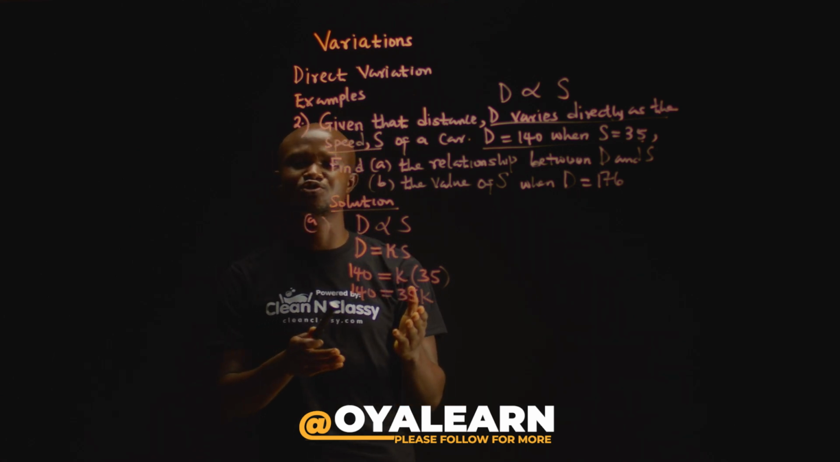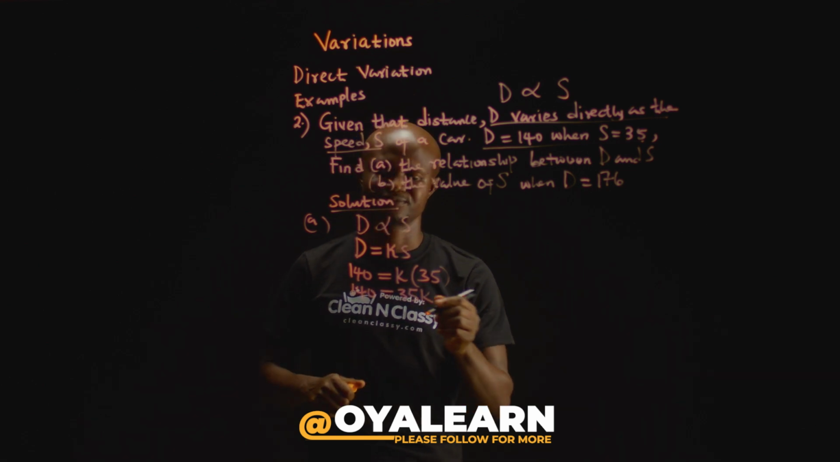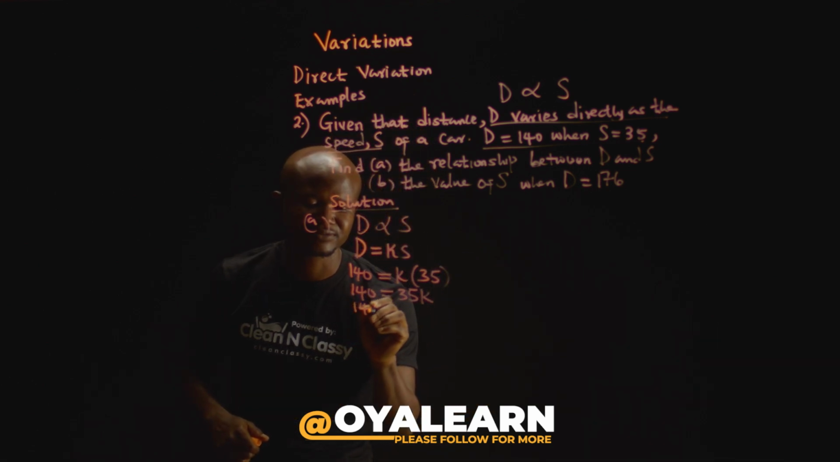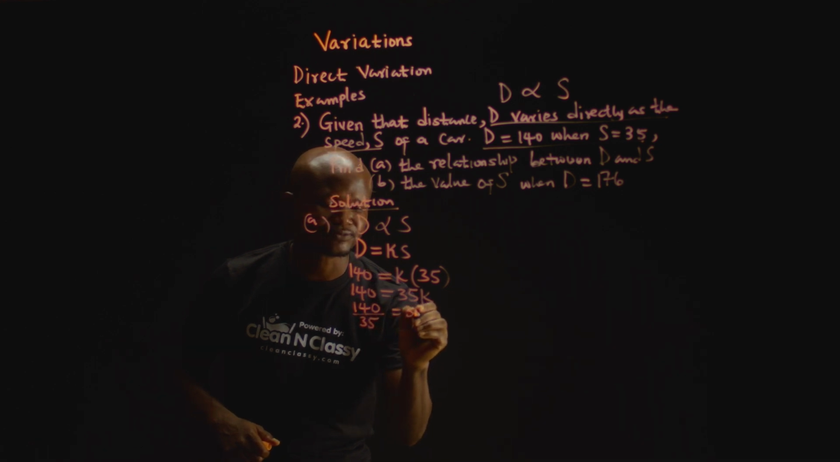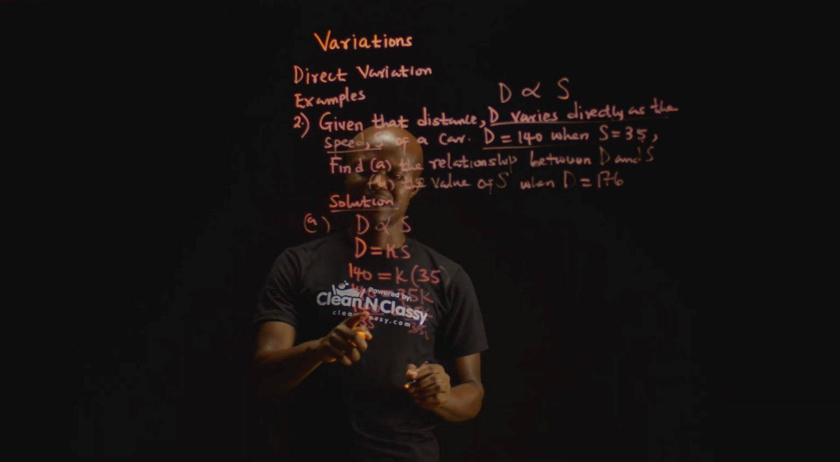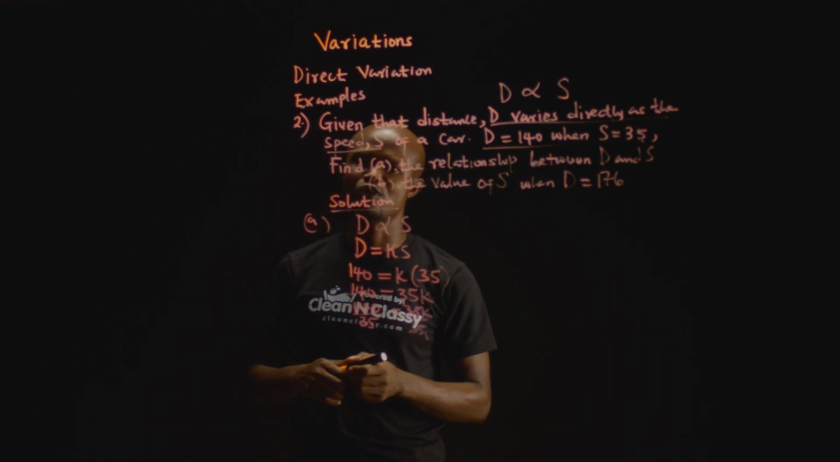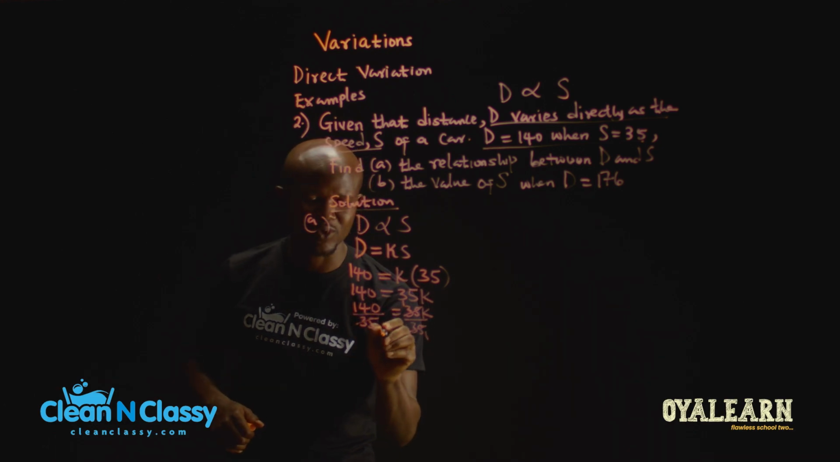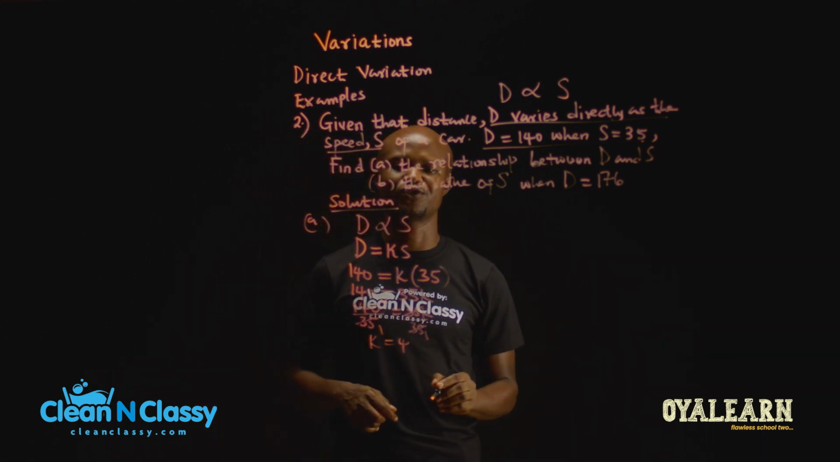So the next thing for us to do is to divide both sides by 35. Dividing both sides, 35 here 1, 35 here 1. Now, how many 35 do we have in 140? We have 4. So it means that k equals 4. The value of k is 4.